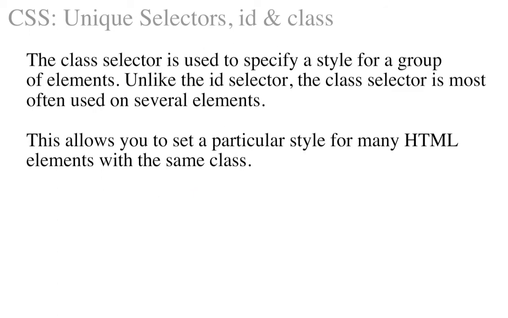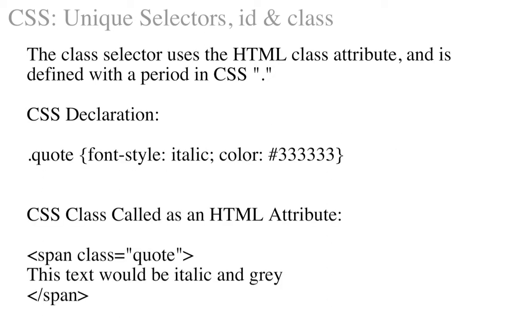The class selector is used to specify a style for a group of elements. Unlike the ID selector, the class selector is most often used on several elements. This allows you to set a particular style for many HTML elements with the same class. The class selector uses the HTML class attribute and is defined with a period in CSS. In this example, I'm defining a class named quote and applying a font style.